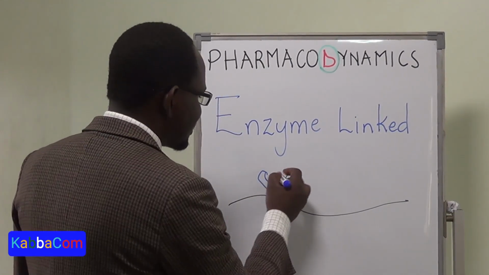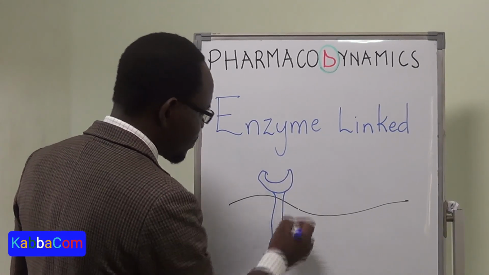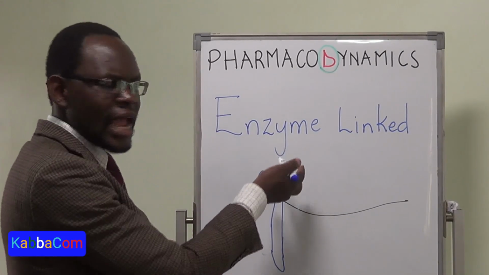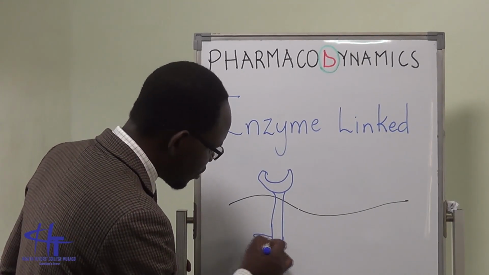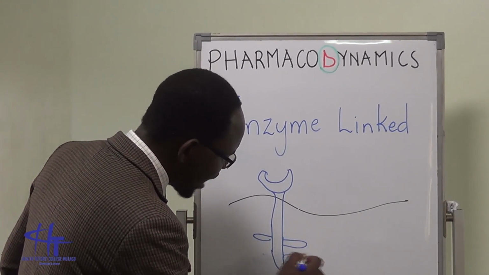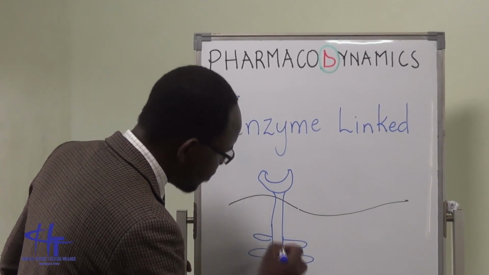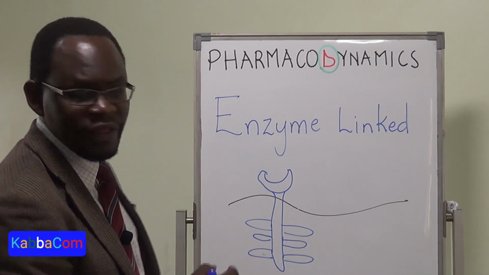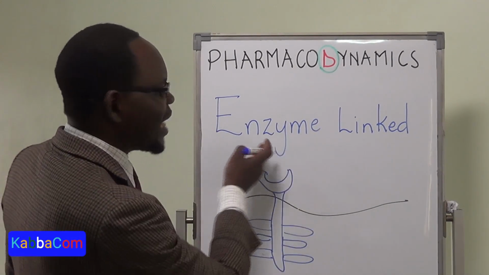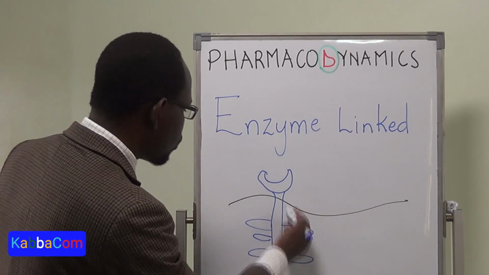So it has a part that is outside of the cell membrane, and then it has a part that is within the cell membrane. Now, that part which is within the cell membrane is endowed with what we call enzymes. That's why we call it enzyme linked.